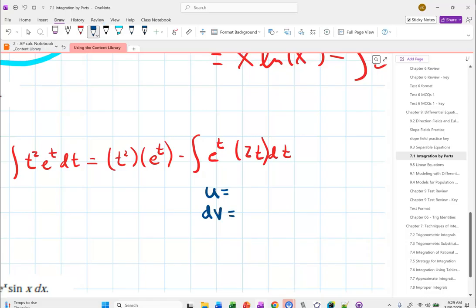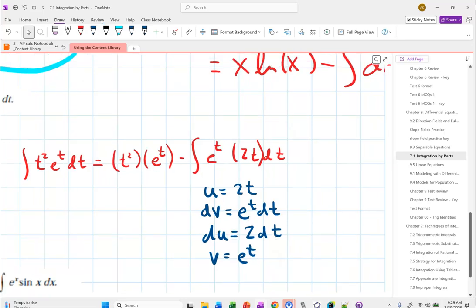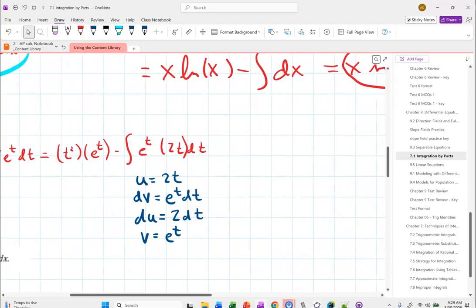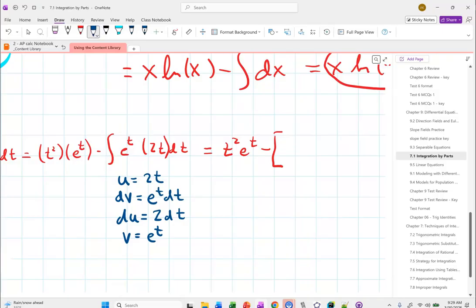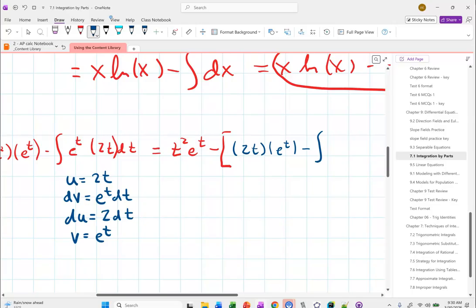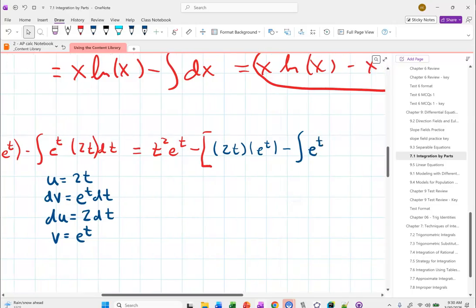So what should our u be this time? 2t. And our dv? Okay. So our du then is just 2 dt. And our v is still e to the t. So we still have this t squared e to the t. We have minus, now we're going to have u times v minus the integral of v du.